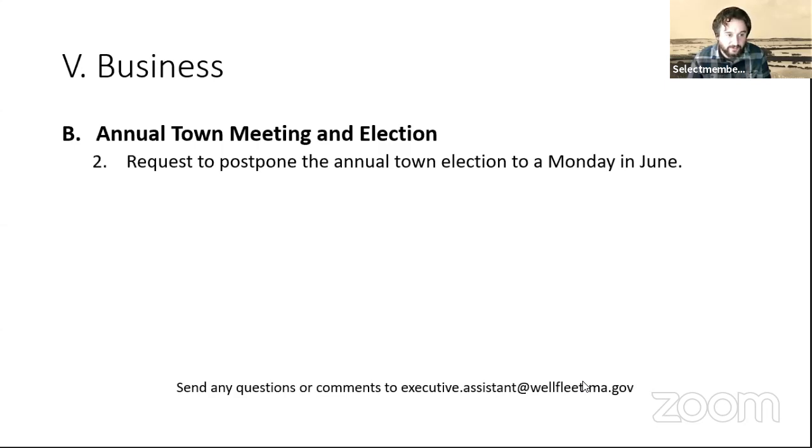The town clerk would probably know, he's been in contact with the town clerk. So Dan, if you're there, what does that look like right now as far as logistics for getting those out? Is it possible to do it June 1st or June 15th? Yep. Any date you give us in June, we can get it done.